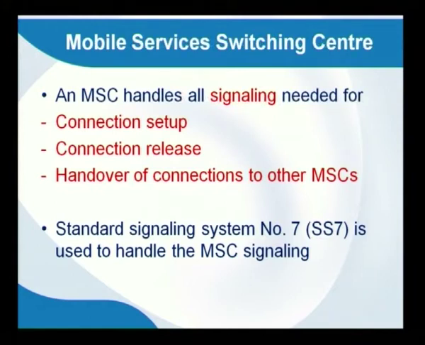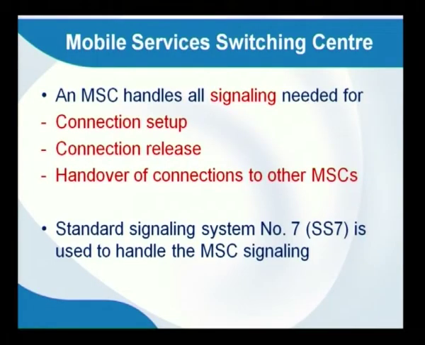So, what kind of signaling? To set up the connections. Once the call is over, that connection should be released. So, the connection release is handled by the mobile switching center, and also handover of connections between MSCs. A user may move from one BSS to another BSS. So, in those situations, the mobile switching center has to do some signaling to achieve the handover. These kinds of signals are specified in the SS7.